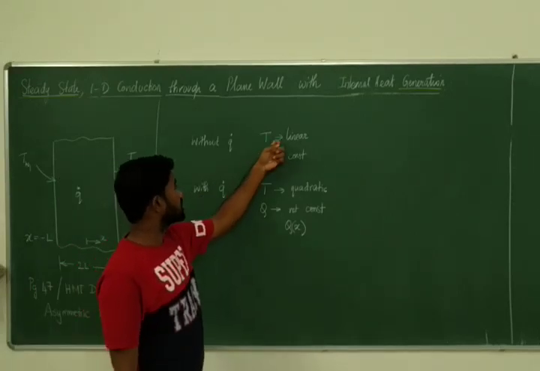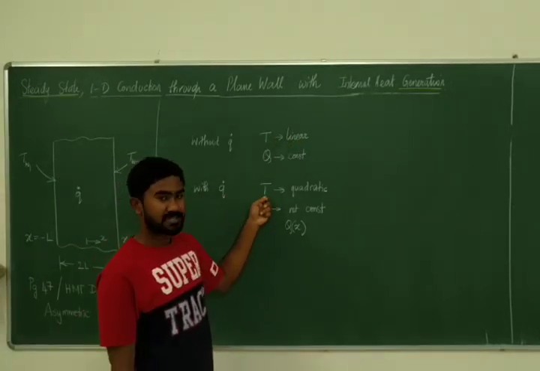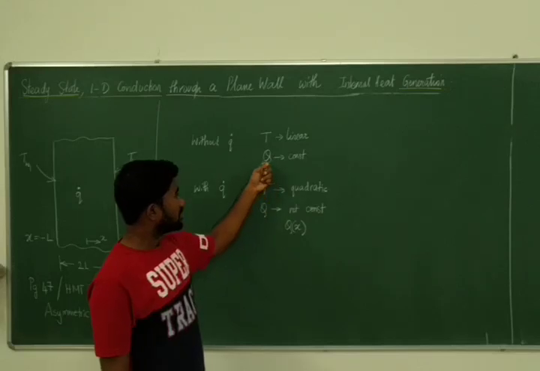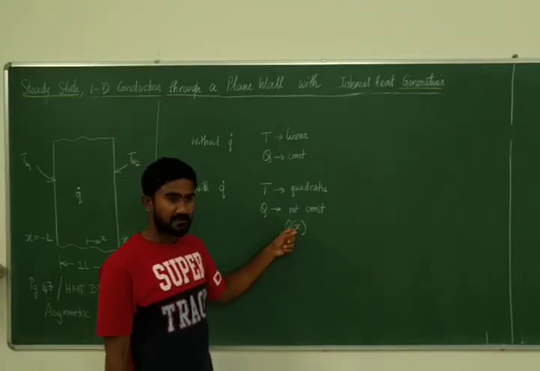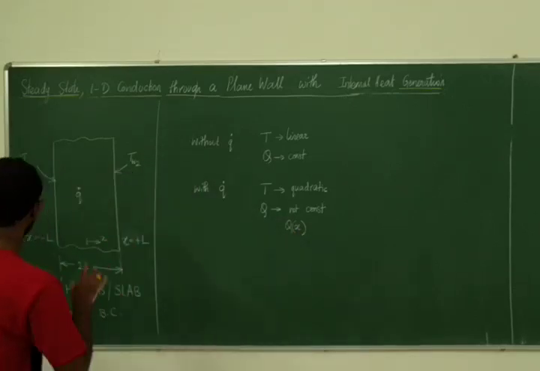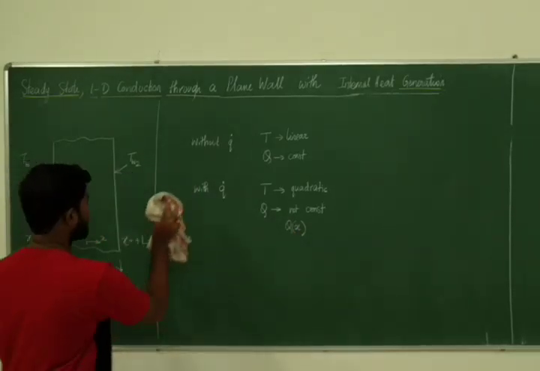When there is no generation, temperature is linear. When there is generation, temperature is quadratic. Heat transfer was a constant if there is no generation. Heat transfer will be a function of x if there is generation. Have this in mind, and now we will start the derivation.